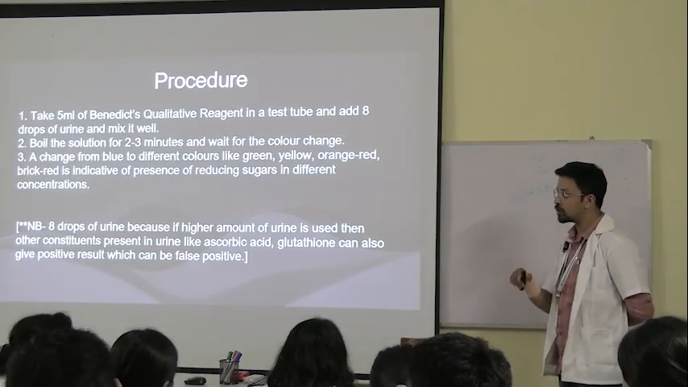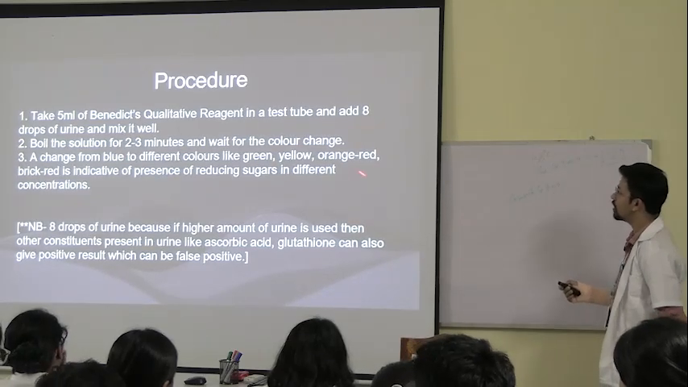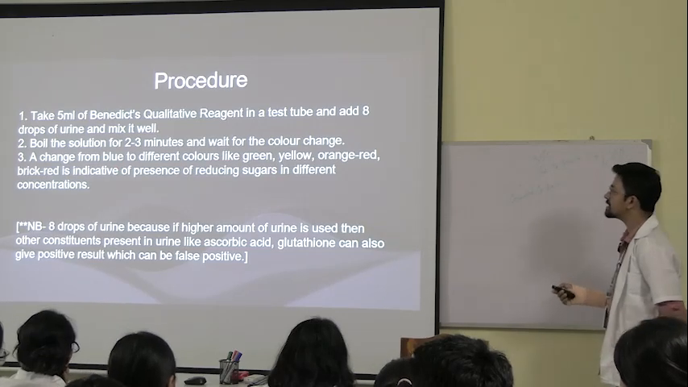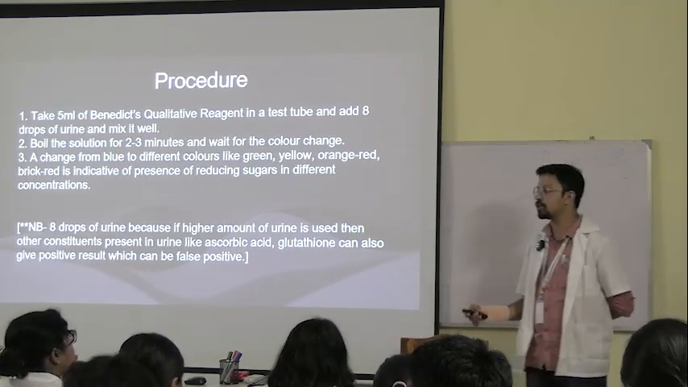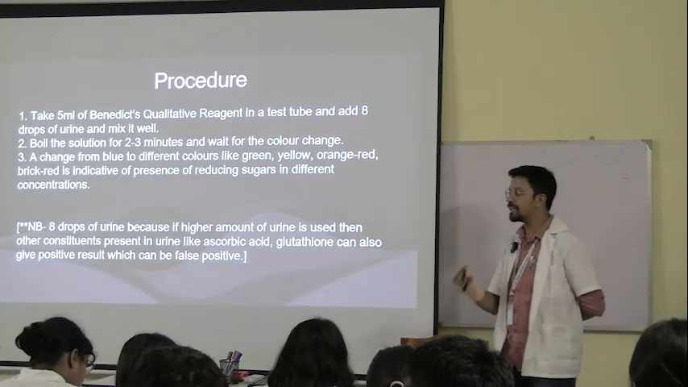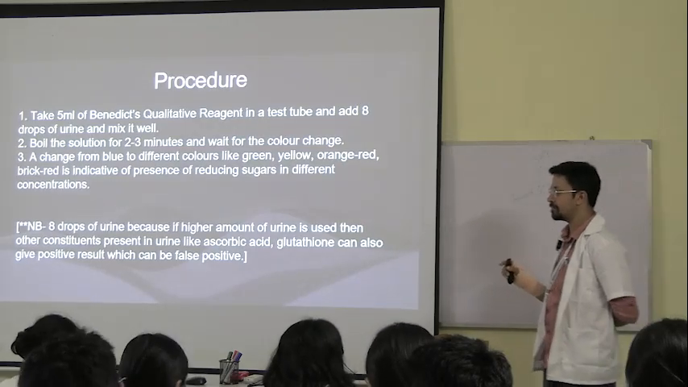Once you let it cool down, a change in the blue to different colors like green, yellow, orange red and brick red is indicative of the presence of reducing sugars in different concentrations. But once you boil, do not come to the conclusion immediately. Keep that test tube, let it cool down. Once it cools down, check for the precipitate and then comment.